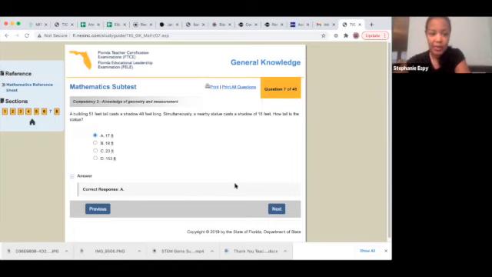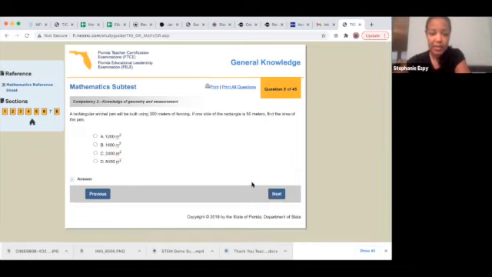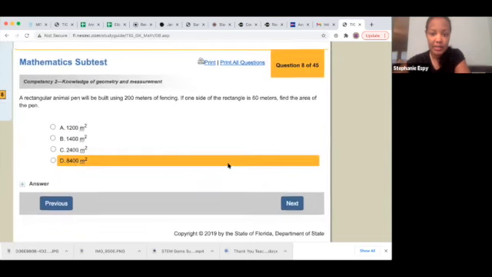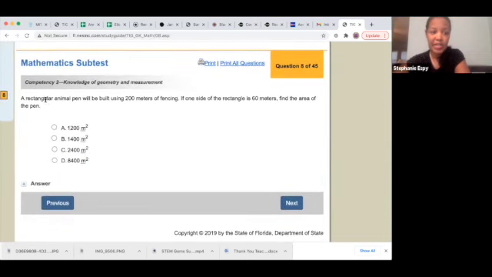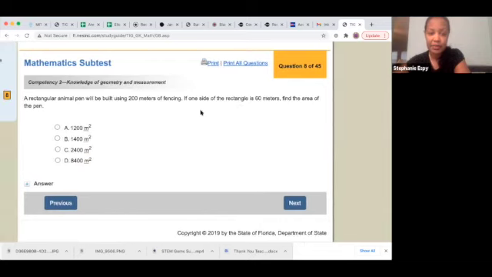All right, so next one, question 8. A rectangular animal pen will be built using 200 meters of fencing. If one side of the rectangle is 60 meters, find the area of the pen. Okay, take a few minutes and work through that one.